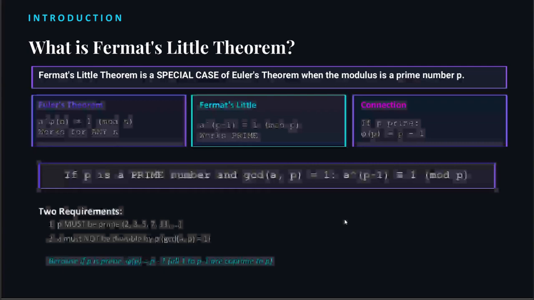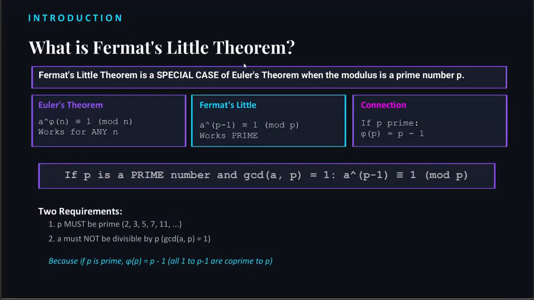So let's begin. So what is Little Fermat Theorem? Fermat Little Theorem is one of the most elegant results in number theory. In the previous episode, we studied Euler Theorem: a raised to phi of n is congruent to 1 mod n. Euler Theorem works for any modulus n provided that a and n are coprime.